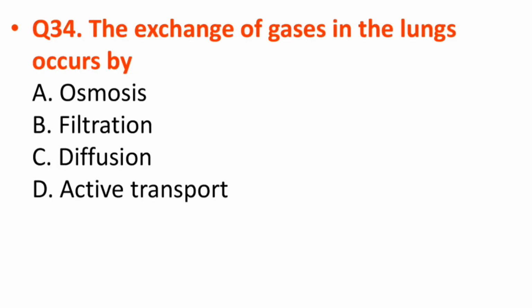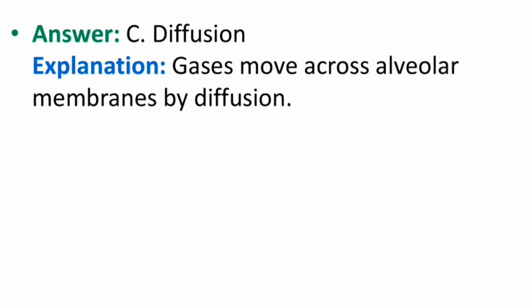The next question. The exchange of gases in the lungs occurs by option A osmosis, option B filtration, option C diffusion, option D active transport. The correct answer is option C diffusion. Gases move across alveolar membranes by diffusion.